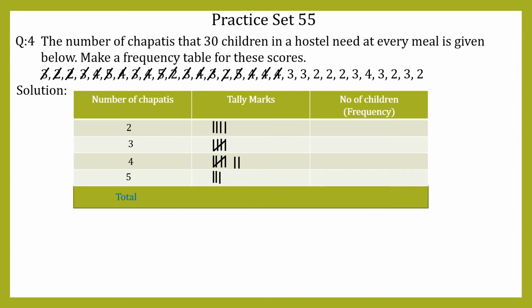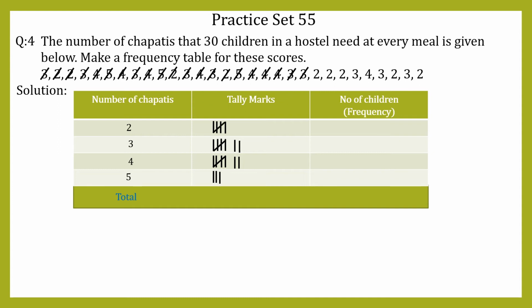Now we can see 3 and 3 is how many times? 2 times. So we'll have one tally mark for the first 3, one more tally mark for the next 3. After this we can see 2, 2, 2 is repeated how many times? 3 times. And in the tally marks column for 2 we have 4 tally marks.